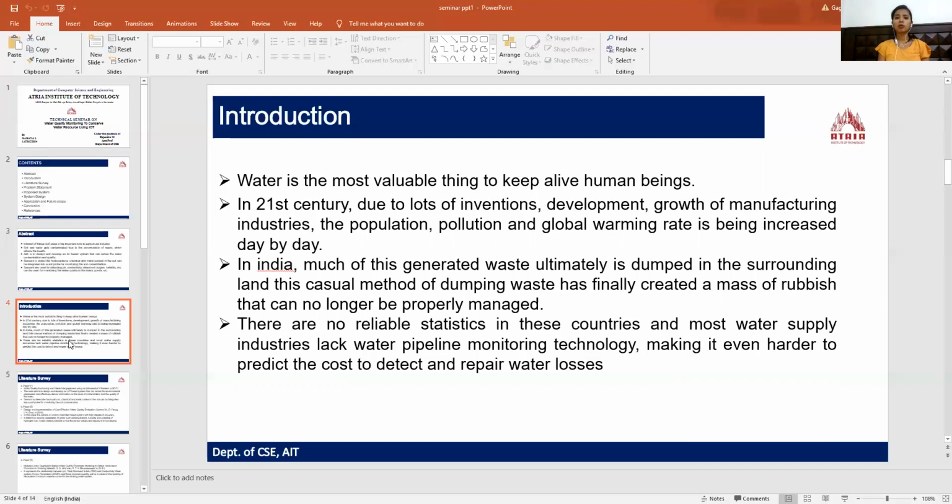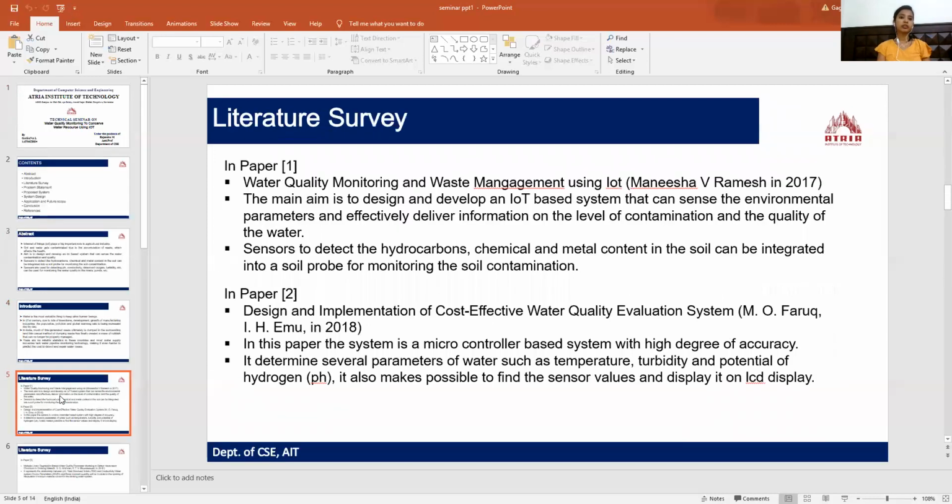There are no reliable statistics in this country and most water supply industries lack water pipeline monitoring technology, making it even harder to predict the cost to detect and repair the losses. As they said, water is the most valuable thing for human beings and animals to keep alive. Let's move on to the literature survey where I have referred to three papers.